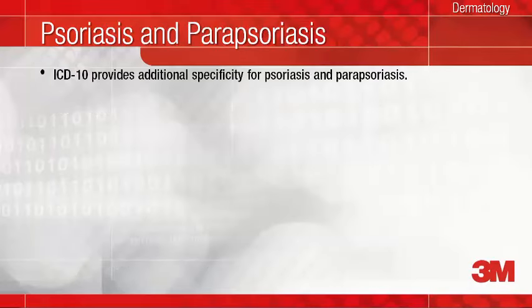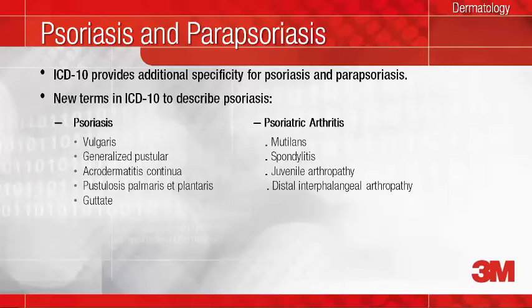ICD-10 provides additional specificity for psoriasis and parapsoriasis. If you can describe psoriasis more specifically as psoriasis vulgaris, generalized pustular, acrodermatitis continua, guttate, or pustulosis palmaris et plantaris, rather than simply psoriasis, it will result in codes that give a more accurate picture of the type of psoriasis you are treating.